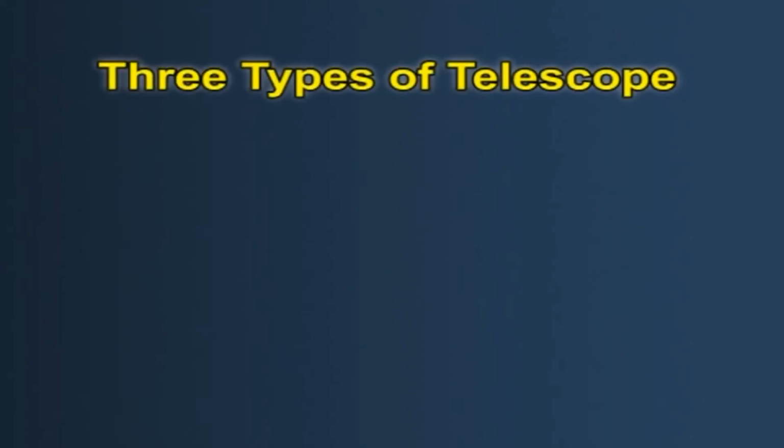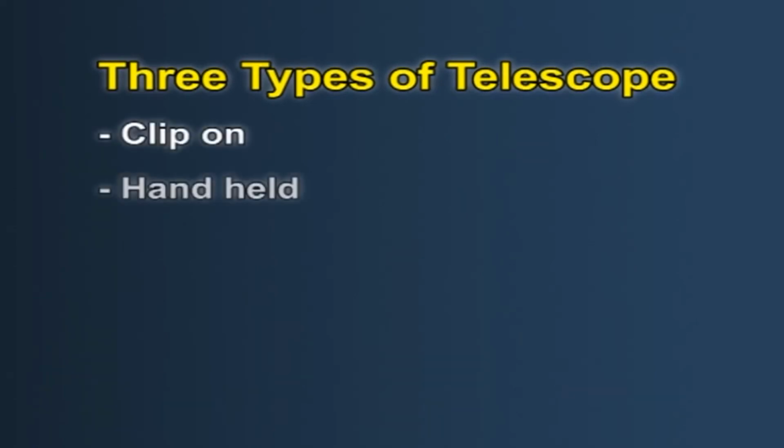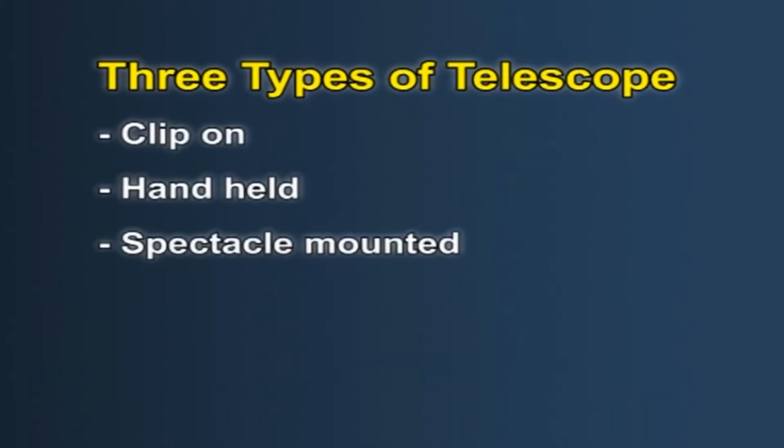Telescope helps the people to improve the distance vision. Objects appear to be closer and it is hard to judge distances properly. So, it is best not to use telescopes while walking around. Three types of telescopes are available. They are the clip-on, handheld and the spectacle mounted.